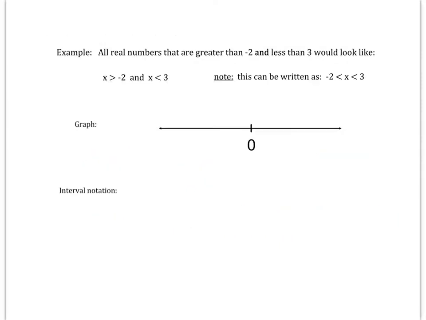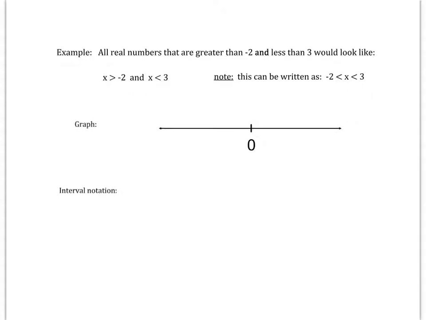So looking right here, we have an example using the word and. All real numbers that are both greater than negative 2 and less than 3. So x is greater than negative 2 and x is less than 3. When we have the word and, I like to write it in one, where basically x is in between negative 2 and 3. So negative 2 is less than x is less than 3.